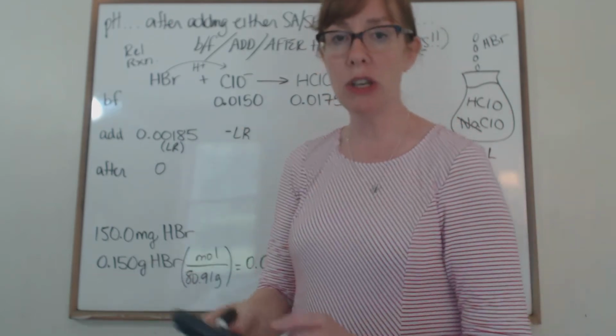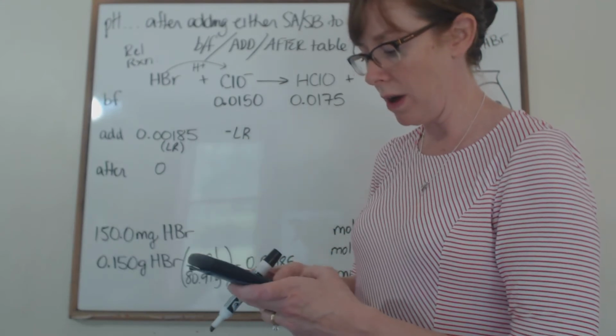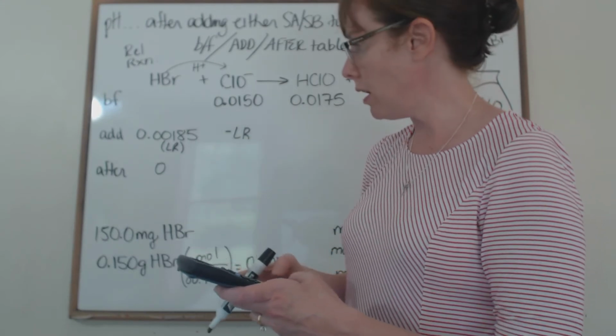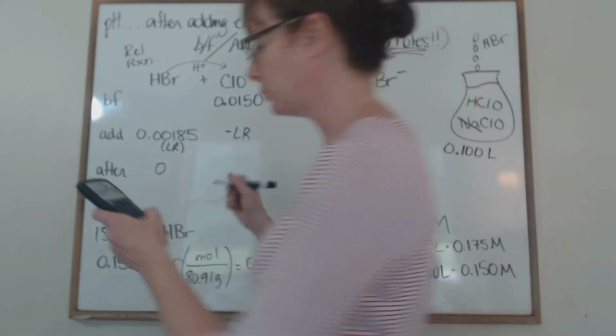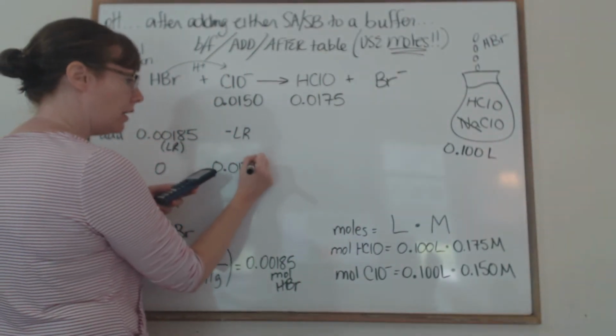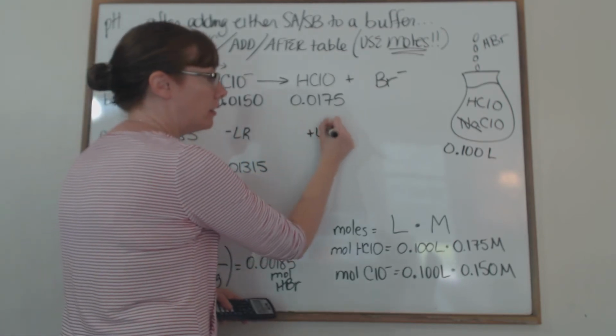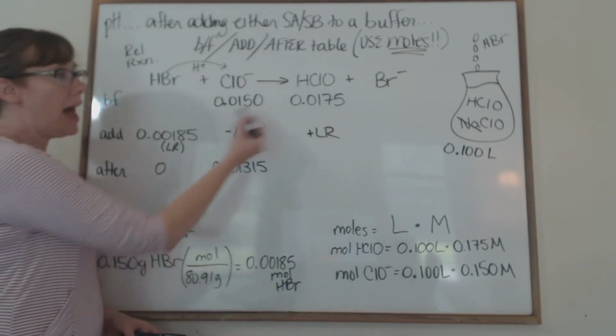So you just want to subtract the amount of the limiting reactant from this one. So 0.0150 minus 0.00185 equals 0.01315. And then for these ones here, you're going to add the limiting reactant.